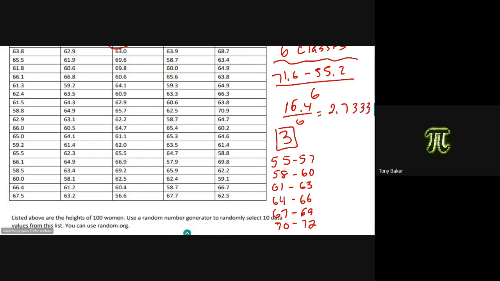What was the question? Well, are you using 3 or 2? So remember, if you count 55 to 57, how many numbers do you get? 3. 55, 56, 57, right? So my class was a 3. Right. You always are adding 2. You add 2 because you're not including the first number.